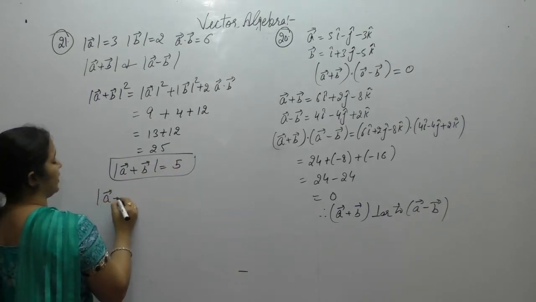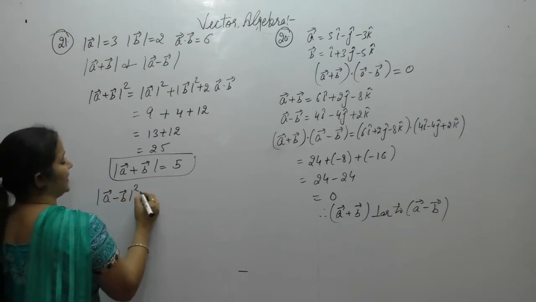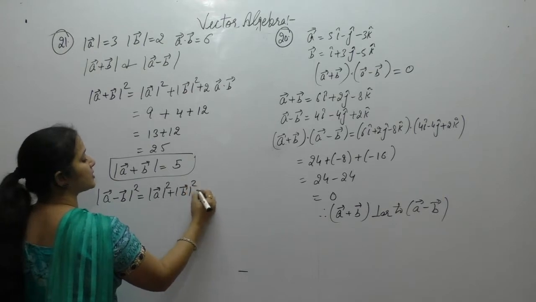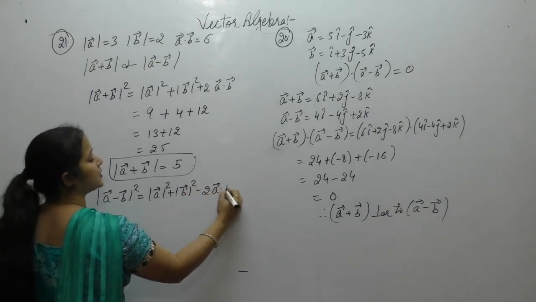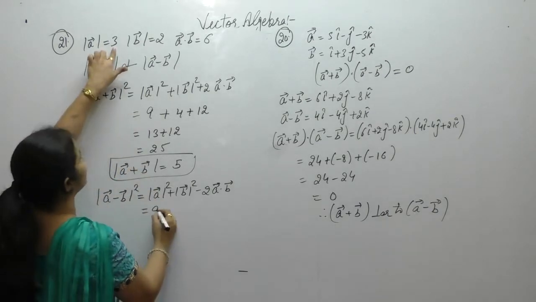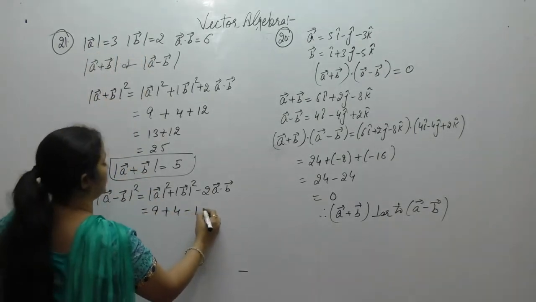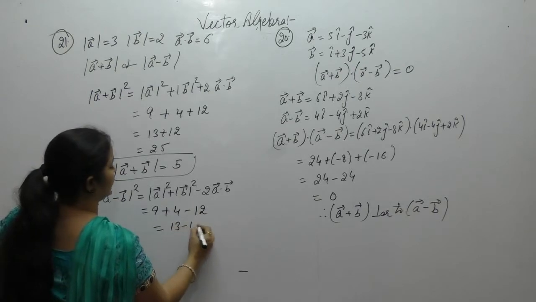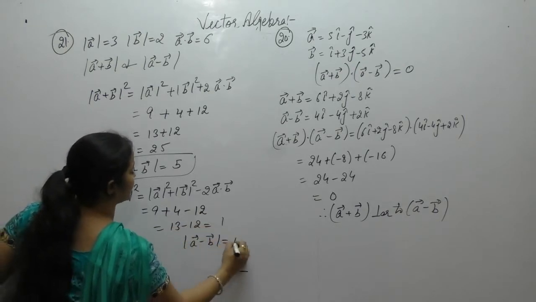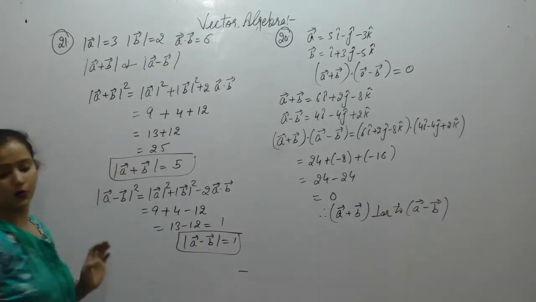Similarly, we know the formula for modulus of A minus B square: modulus of A square plus modulus of B square minus 2 A dot B. Modulus of A square, 3 square plus 2 square, minus 2 into 6, 13 minus 12, that is 1. Therefore, modulus of A minus B has value 1.